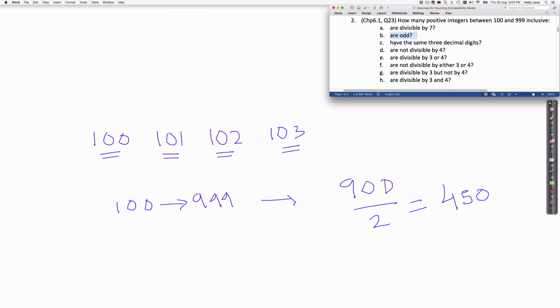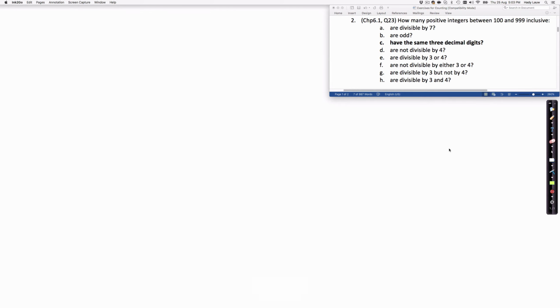Okay, so we're now going to move on to 2c. How many integers have the same 3 decimal digits? Three decimal digits means the same number repeated 3 times, because all the numbers between 100 and 999 are 3-digit numbers. If you look at all the possible 3-digit numbers, we will have 000, 111, 222, 333, 444, and so on, all the way to 999.